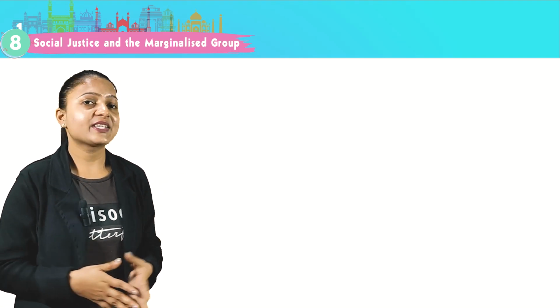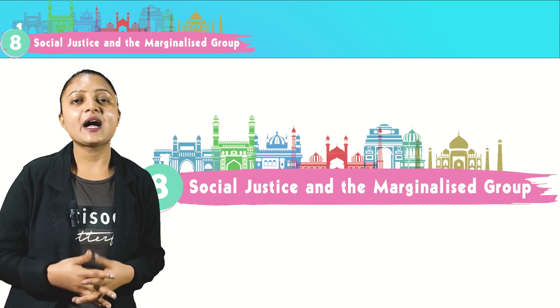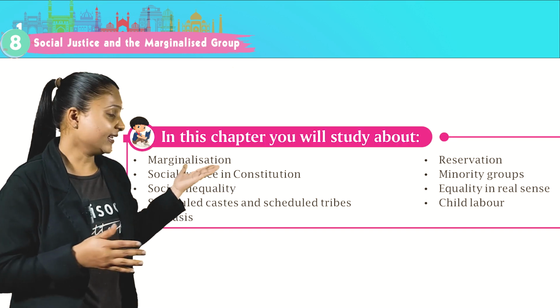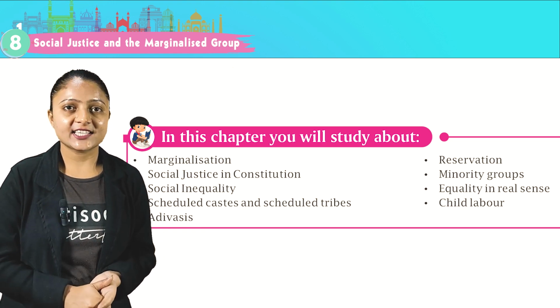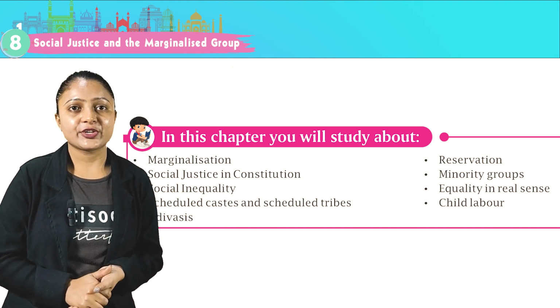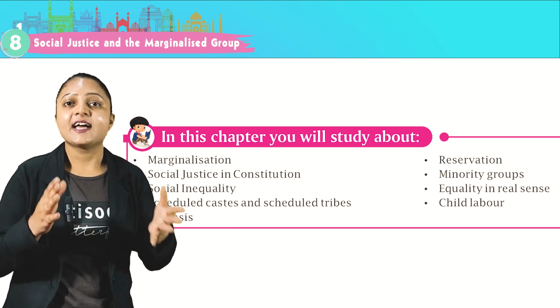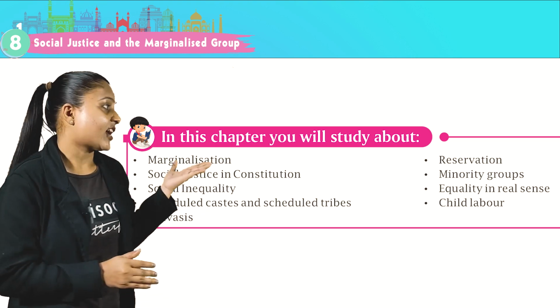Today we are going to start chapter 8 of our civics, social justice and the marginalized group. In this chapter you will study about marginalization, social justice in constitution, social inequality, scheduled caste and scheduled tribes, Adivasis, reservation, minority groups, equality in real sense, child labor.